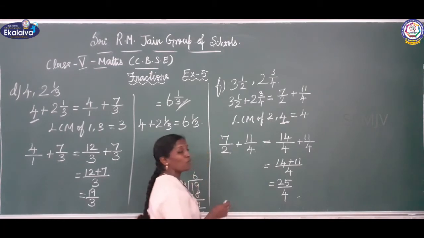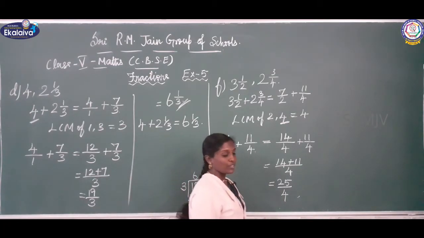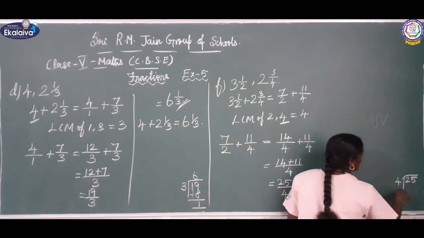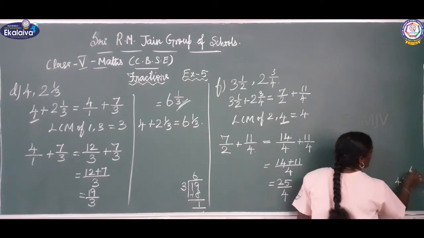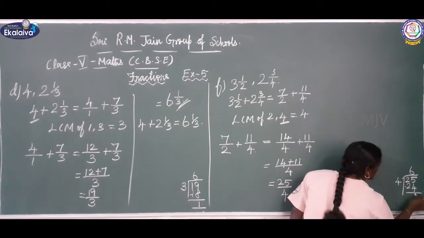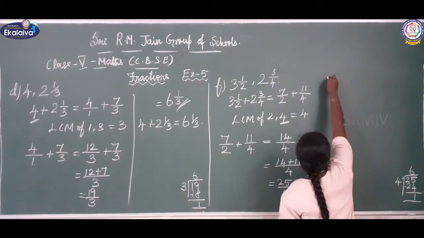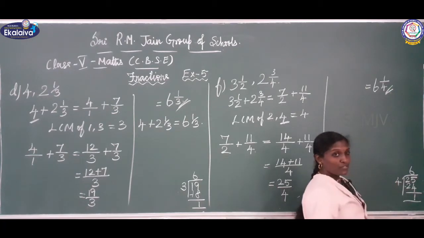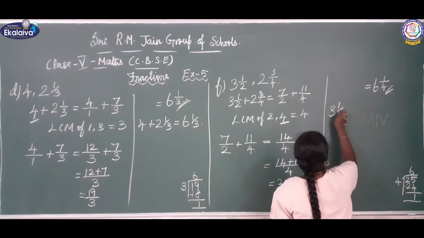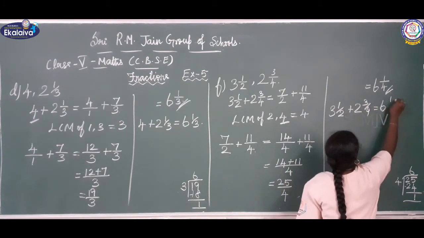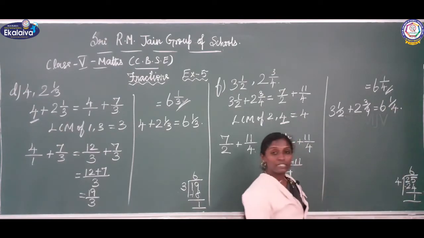Here 25 by 4 is an improper fraction, so we are going to convert it into a mixed number. So we have to divide the numerator by the denominator. In 25, 6 times 4, that is 24. Now 25 minus 24, that is 1. We have to write in the form of quotient, remainder by divisor. So 6 1 by 4 is the answer. So 3 1 by 2 plus 2 3 by 4 is equal to 6 1 by 4. Is it clear, children?